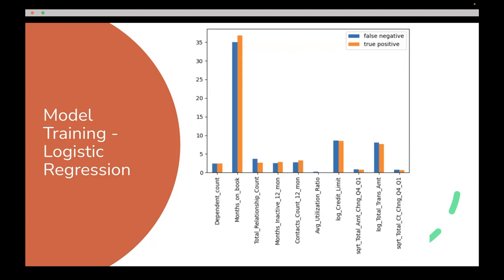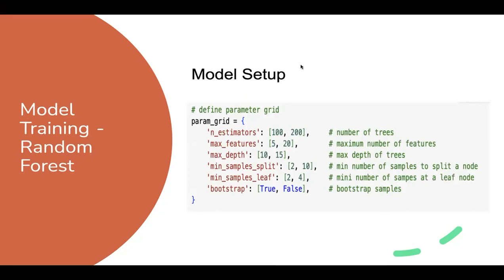And I think one of the metrics that doesn't really make sense here is the number of months inactive for the last 12 months. The false positive ones have a lower number of months inactive compared to the true positive ones. So in that case, I think we will need to dig further into this metric in order to make sure this doesn't compromise the prediction result.